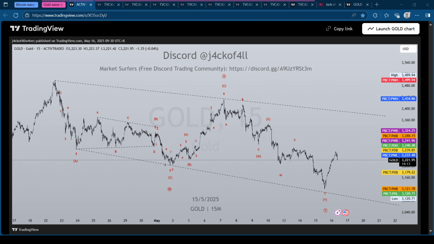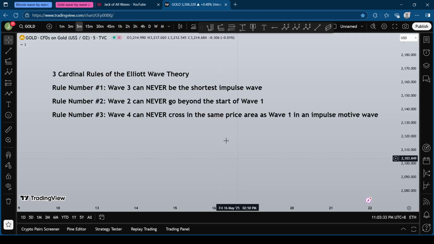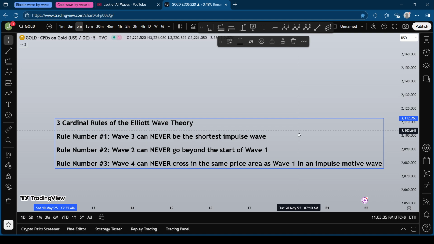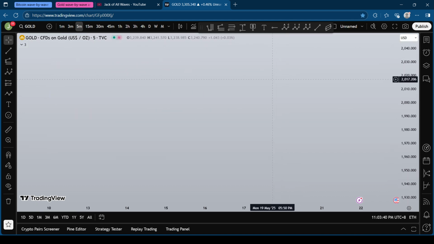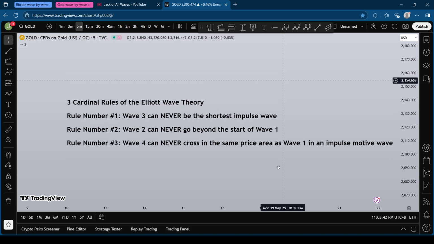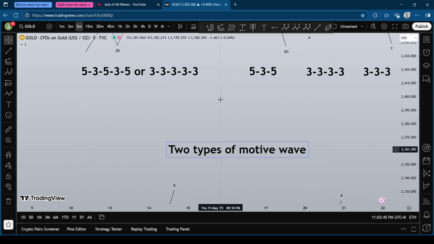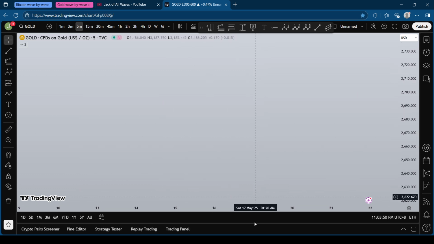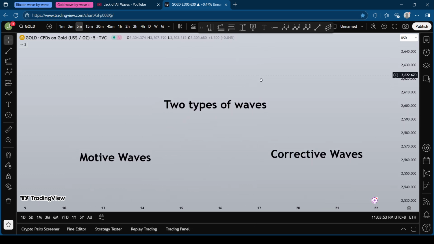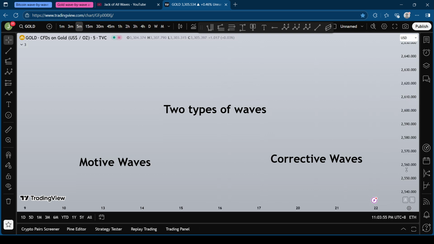So let's start first with the basic Elliott wave theory. I have prepared some notes here for the basics of Elliott wave theory. Okay, so let's start with the two types of waves in Elliott wave theory.